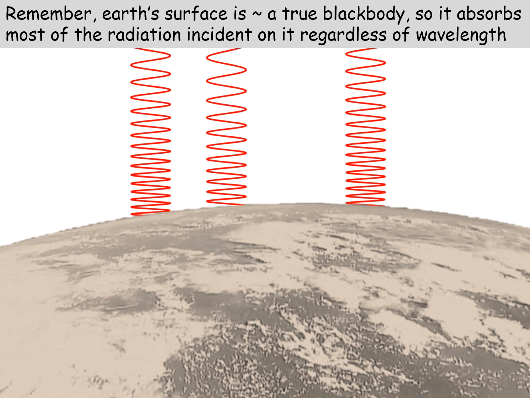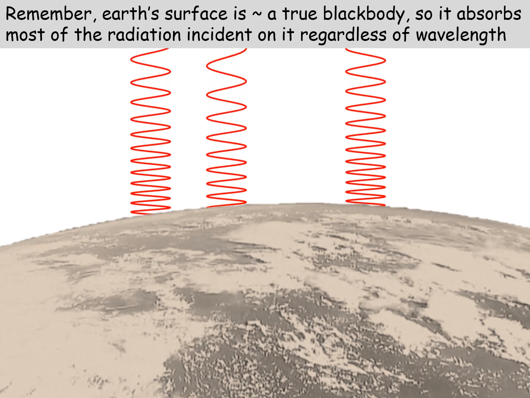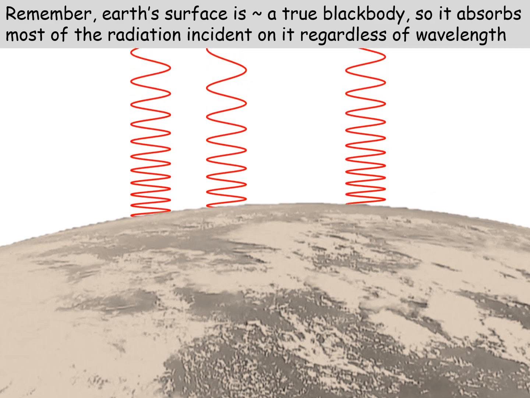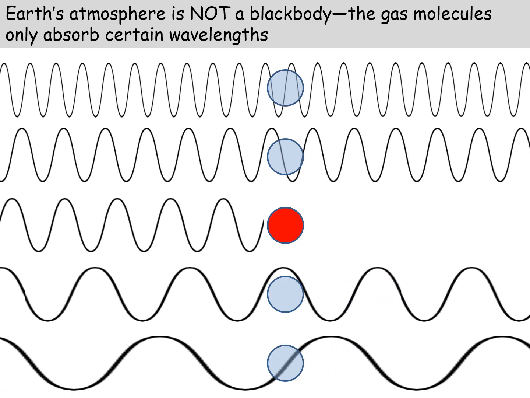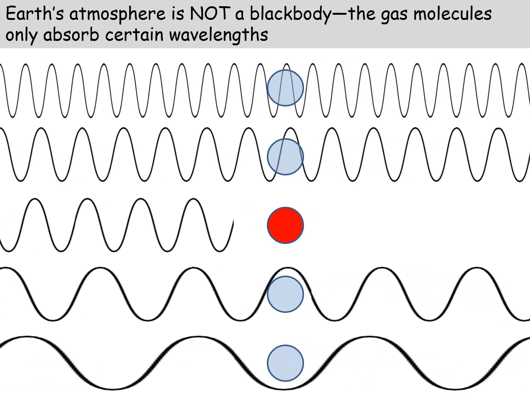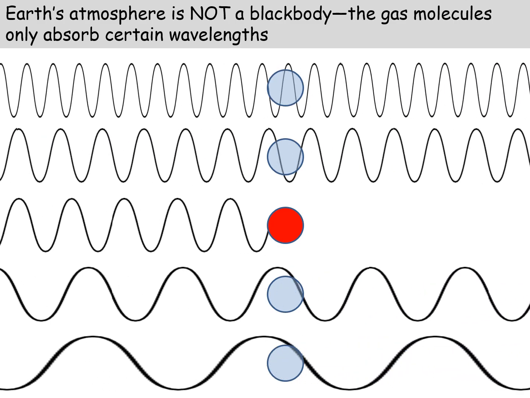The Earth is a solid that behaves similarly to a black body, meaning that it absorbs most of the incoming radiation at all wavelengths. But above the Earth's surface are the atmospheric gases, which only absorb at certain wavelengths.